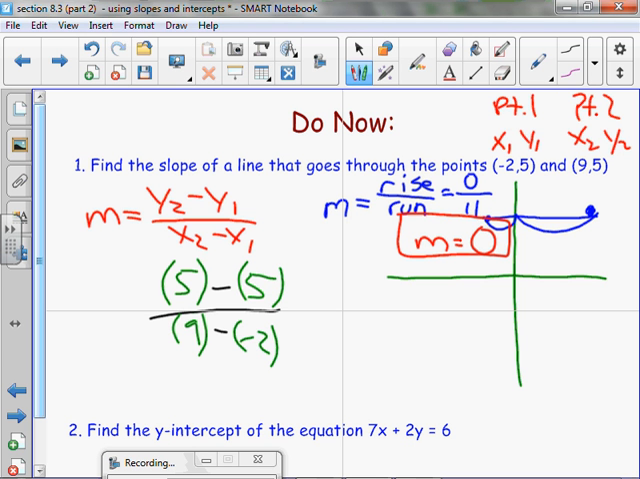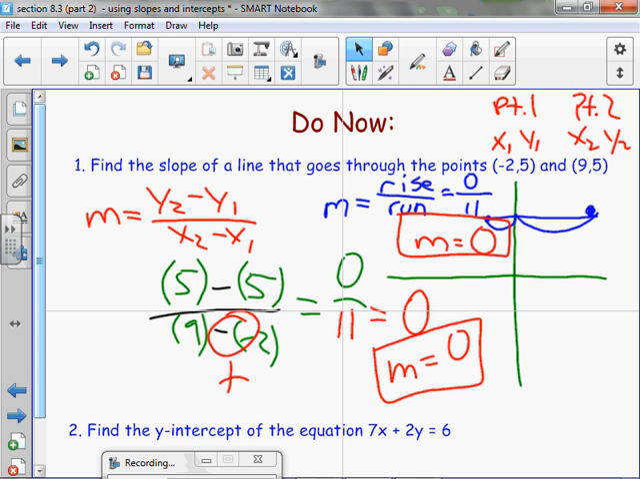And what do I get? 5 minus 5 equals 0. 9 minus -2. Anytime you see this minus a negative, you should change it in your mind to a plus. That makes it easy. 9 plus 2. So you get 0 over 11. That simplifies to 0. So your slope, m, equals 0. All right? And that's it. Pretty simple, right? Much easier than graphing it, if you can just use this formula.